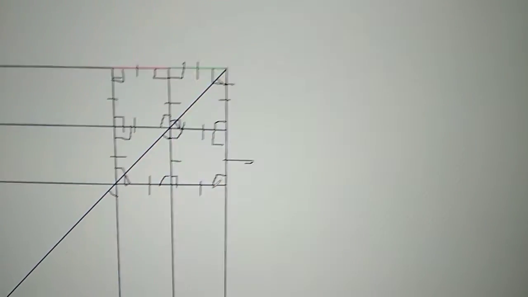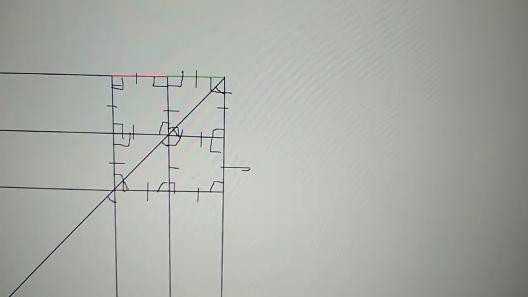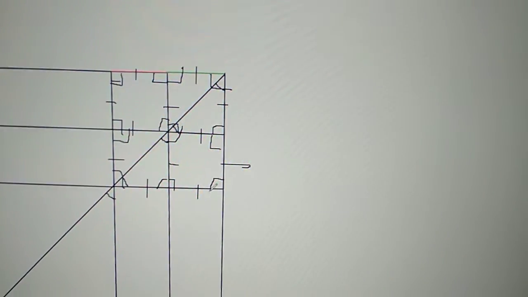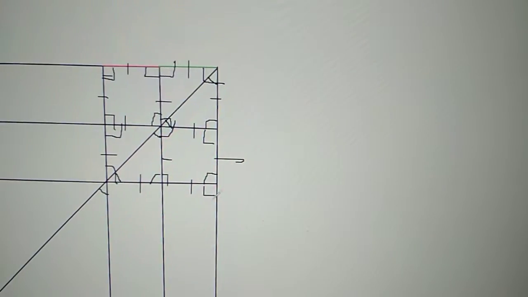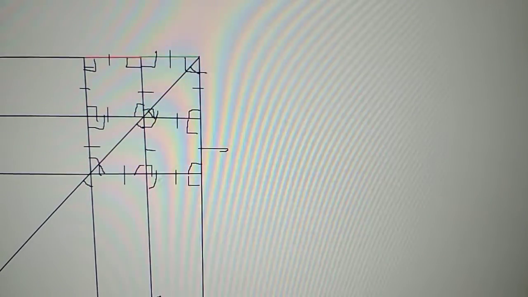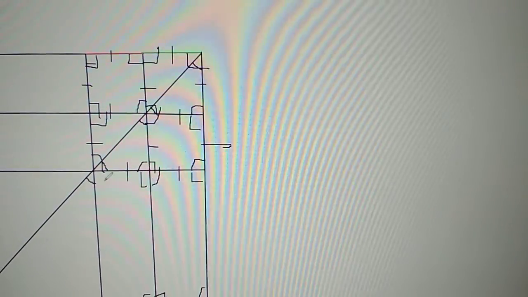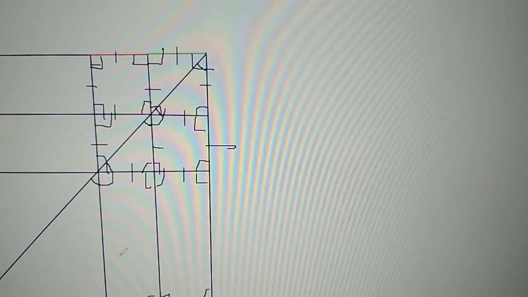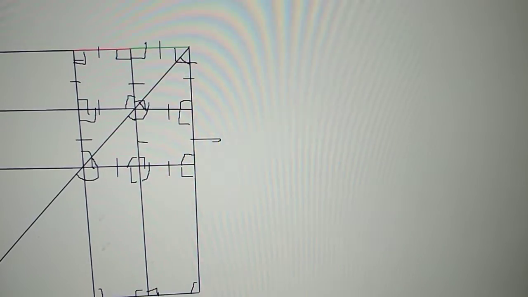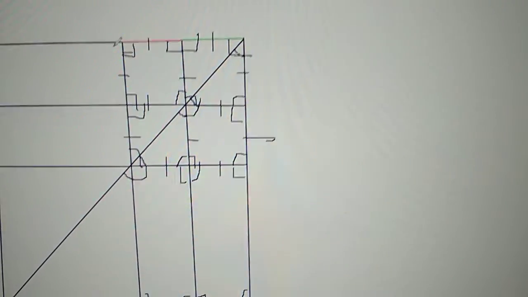And also here we can show the same thing. This is a straight line, a line falling upon these straight lines. This is a right angle. Also same reasoning we use here. Right angle. Right angle. Same reasoning here. Right angle, right angle, right angle, right angle. And we use the same reasoning here up.